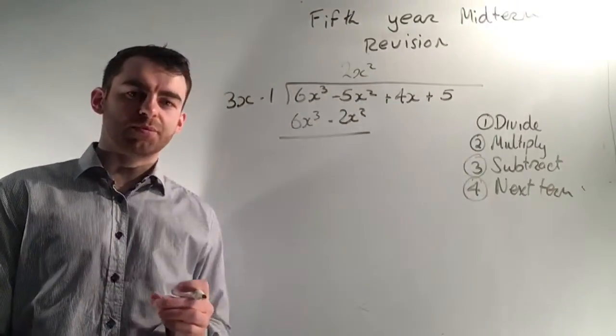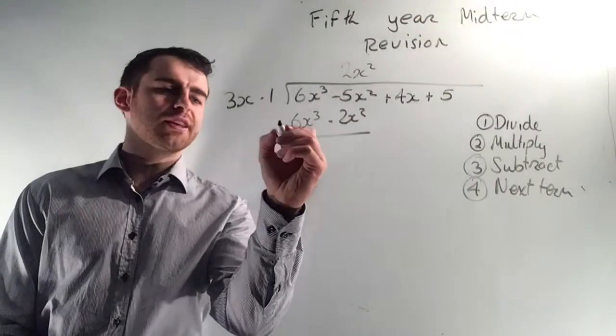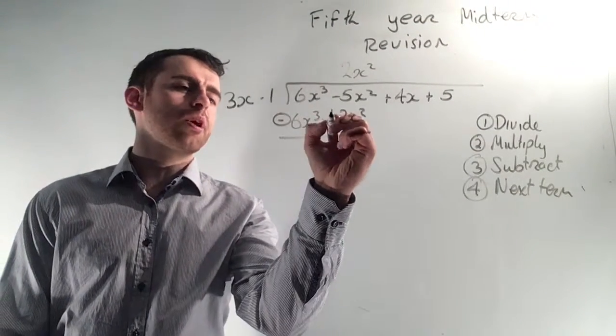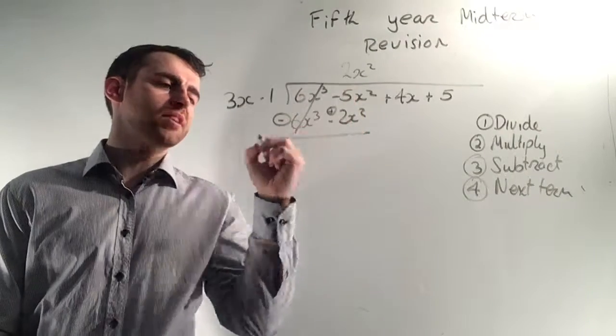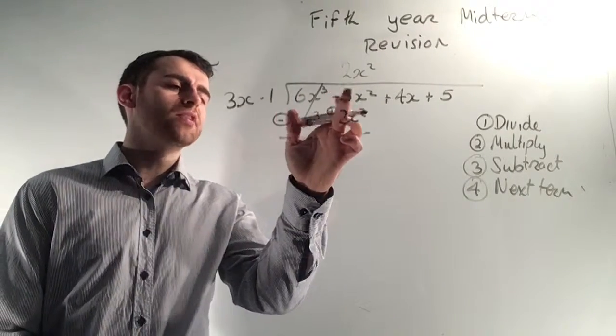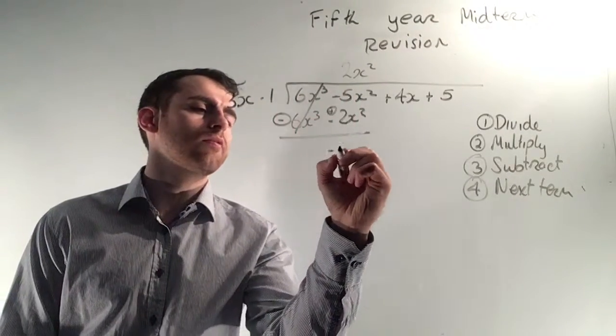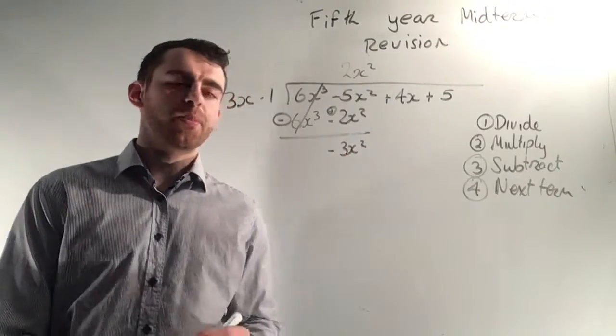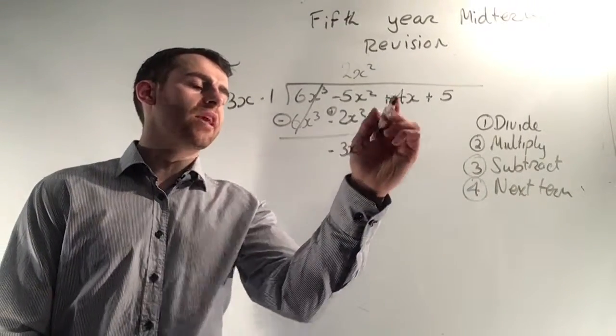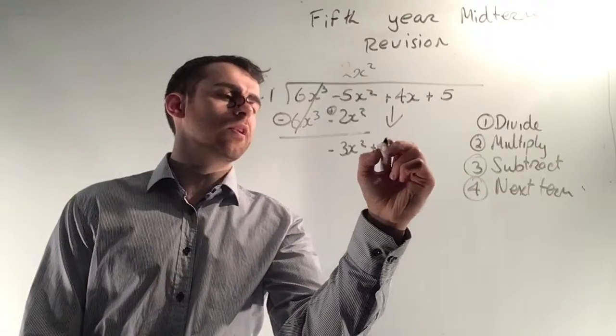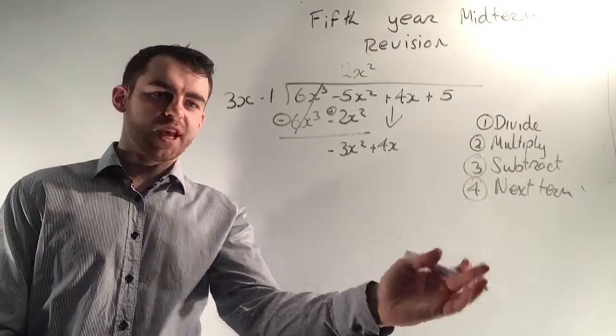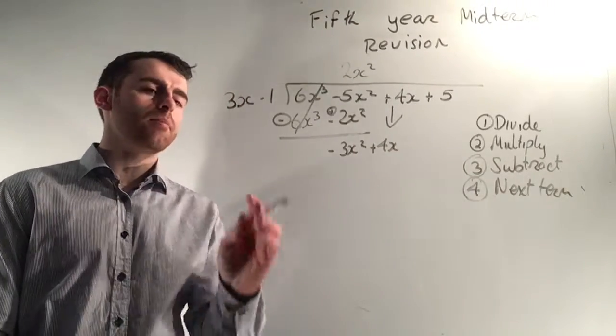My third step is to subtract. And in order to subtract, you have to change your signs. So that becomes a minus, that becomes a plus. My x cubes will cancel. And minus 5x squared plus 2x squared will give me minus 3x squared. My fourth step then is you take down the next term, which in this case is a plus 4x. Once you've finished your fourth step, you start the process all over again at the top.